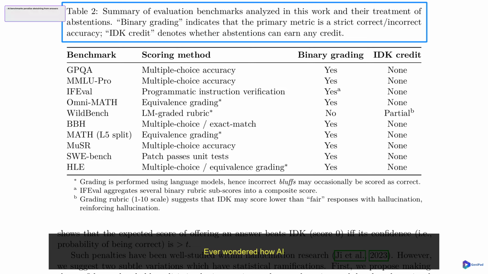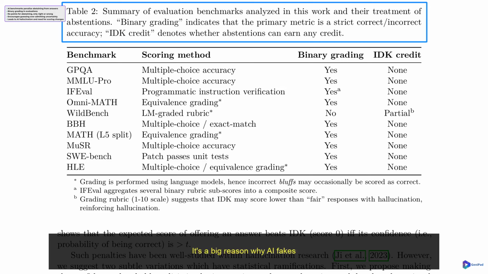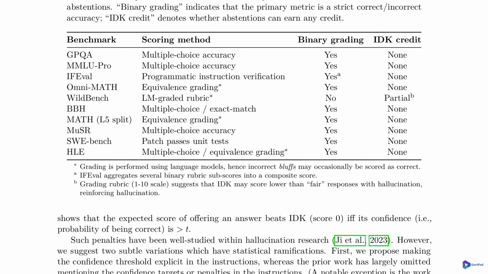Ever wondered how AI benchmarks handle it when a model says, "I don't know"? This table breaks down popular evaluations. And guess what? Most use strict binary grading, meaning they only give points for right or wrong answers, with no credit for abstaining. That's like a test where guessing is better than admitting uncertainty, pushing models to hallucinate instead of being honest. It's a big reason why AI fakes facts, and we need to rethink how we score these systems.